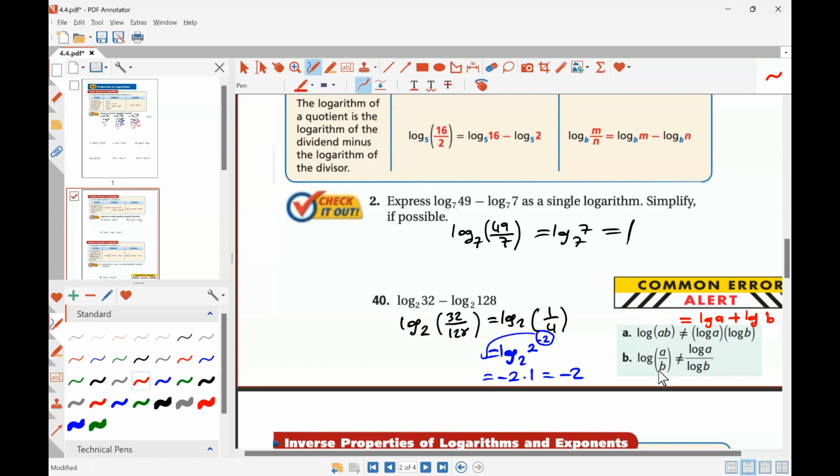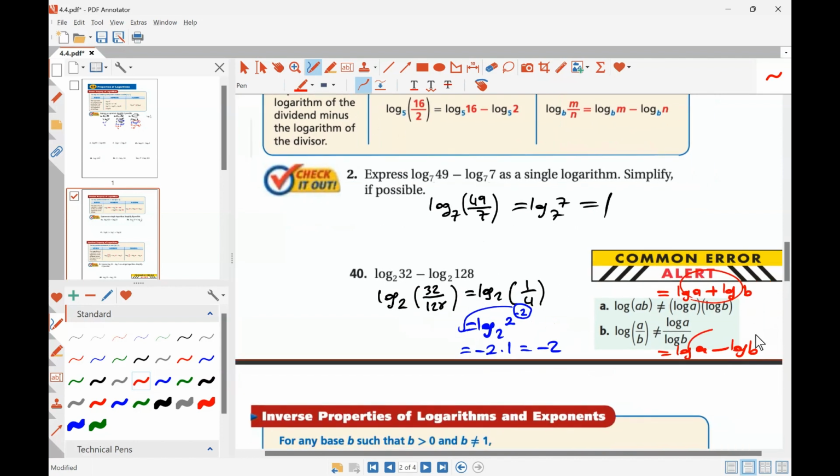Similarly, the other common mistake is in the quotient property. When we have a quotient, it doesn't mean that we're going to divide logs separately. The correct way is log A minus log B, not division. So those are the correct rules. These are not. Be careful.